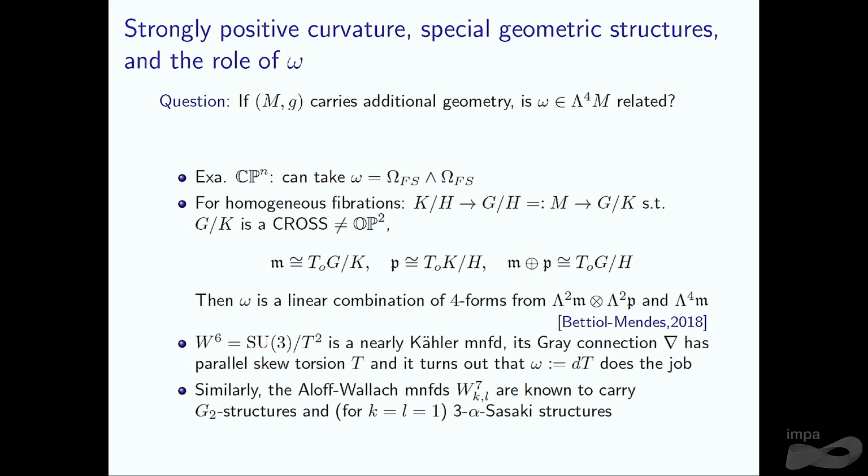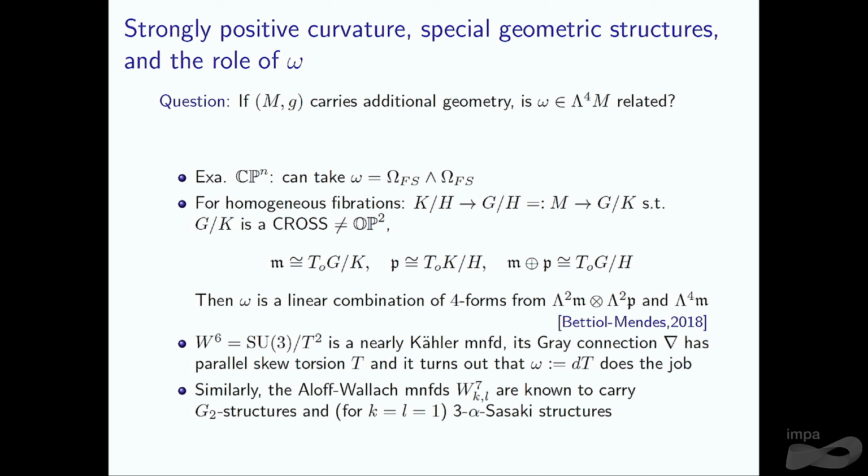It doesn't mix any components of M and P in an arbitrary way, but actually it has only two kinds of summands: Λ²(M) times Λ²(P), and the 4-forms on M. So this already gives a first hint of how it is encoded in the geometry of the manifold.